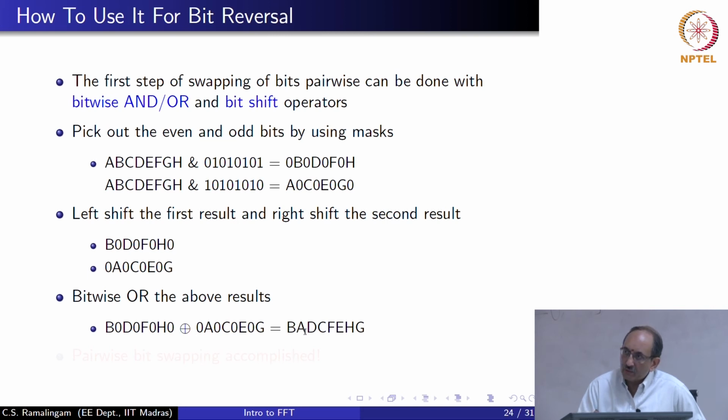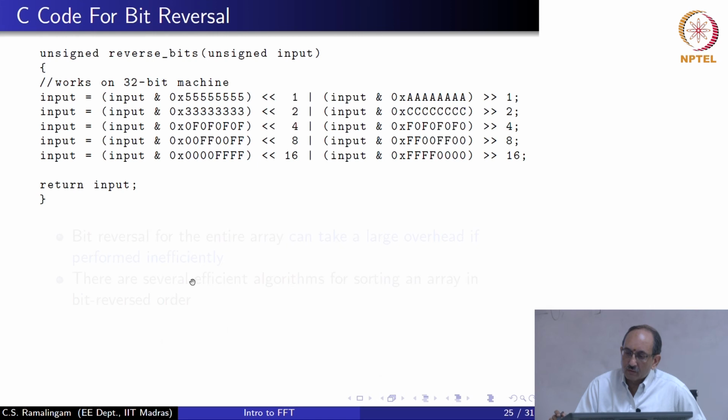When you go through this sequence of operations, you have done pairwise reversal. AB became BA, CD becomes DC. So this is the first step. First step in bit reversal is pairwise reversal, and the sequence of operations is this. So pairwise swapping has been accomplished, and this is valid only for a 32-bit machine. So these are all the sequences needed. So you take the input, do bitwise AND with this bit mask, do left shift by 1, do bitwise mask with this sequence, left shift by 2, 4, 8 and 16. Similarly, you do right shift by 1, 2, 4, 8 and 16.